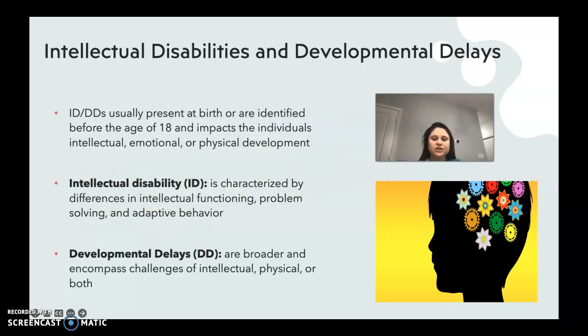For adolescents with mild intellectual and developmental delays, transitioning into adulthood successfully is more complicated due to limitations in emotional, cognitive, mental, and physical functioning. These disabilities and delays are usually present at birth or identified before the age of 18 and impact the individual's intellectual, emotional, and physical development.